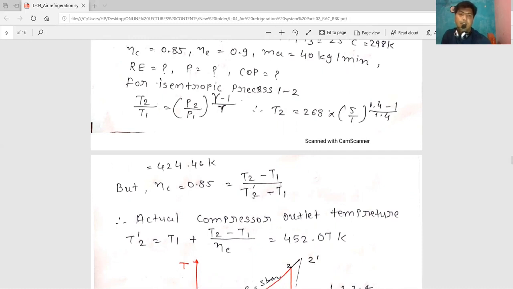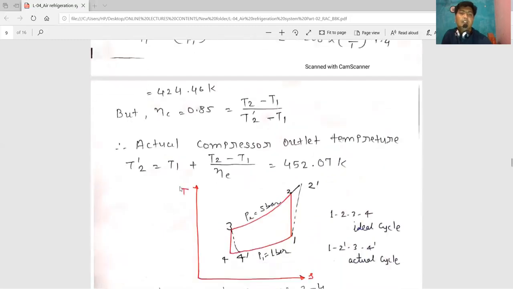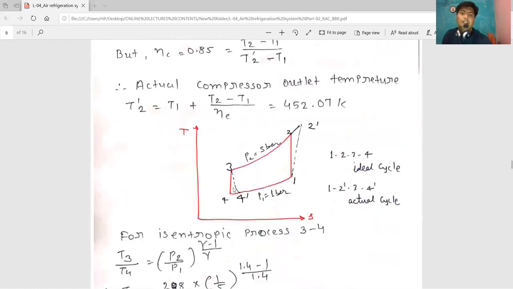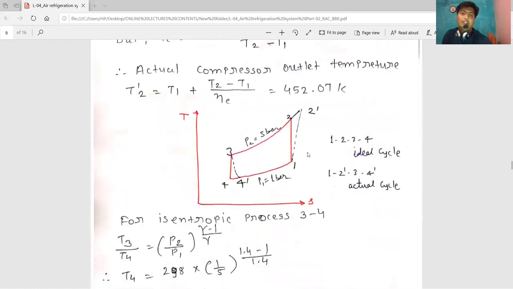T2 dash, we want to calculate, and T2 dash is calculated as 424.46. Put all the values and we get T2 dash is equal to 452.07 Kelvin. Here also we draw a TS diagram for actual and ideal process. 1, 2 dash, 3 and 4 dash is the actual cycle, and 1, 2, 3, 4 is the ideal cycle.